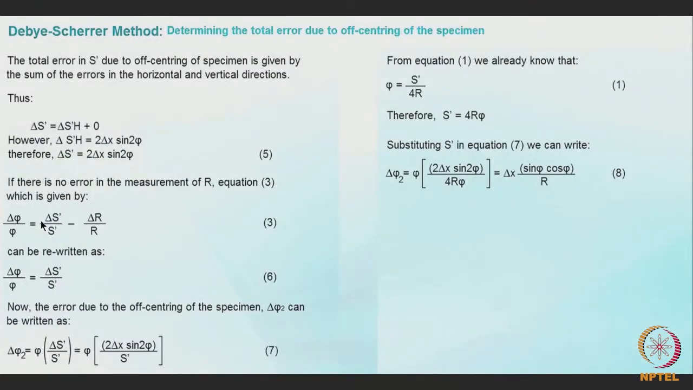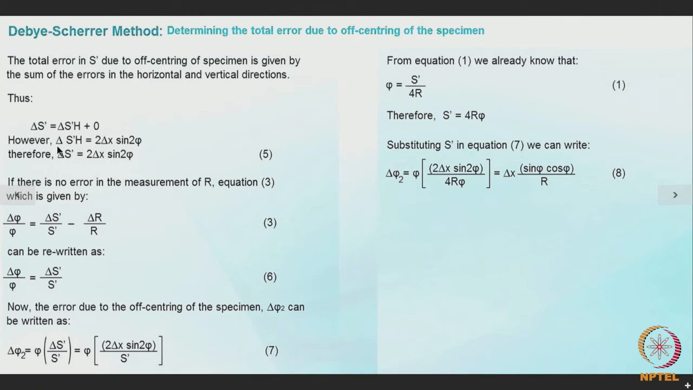So, now what will be the total error due to off centering of the specimen? The total error in the measured value of S prime, which you can write as delta S prime, will have two components. One is the error due to the horizontal displacement of the specimen from the center, which can be written as delta S prime h, and the error due to the vertical displacement, which is 0.